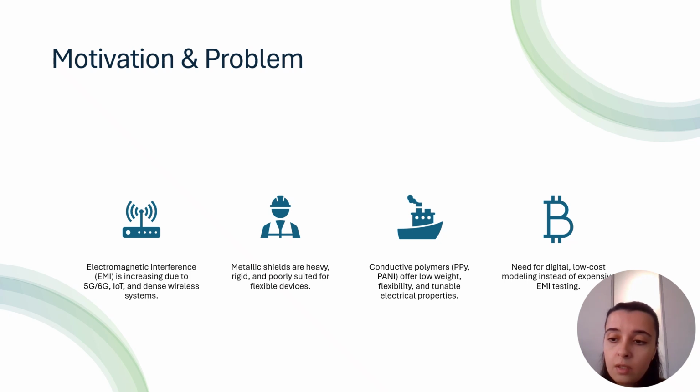Electromagnetic interference is a growing concern in high-frequency wireless systems, especially in 5G and future 6G devices, which are expected to be densely integrated. Traditional metallic shields, which have been used until now, are effective, but they are heavy and inflexible. So we thought to consider a conductive polymer like polypyrrole, which is lightweight and conductive. And of course, from recent studies, polymers are being considered.